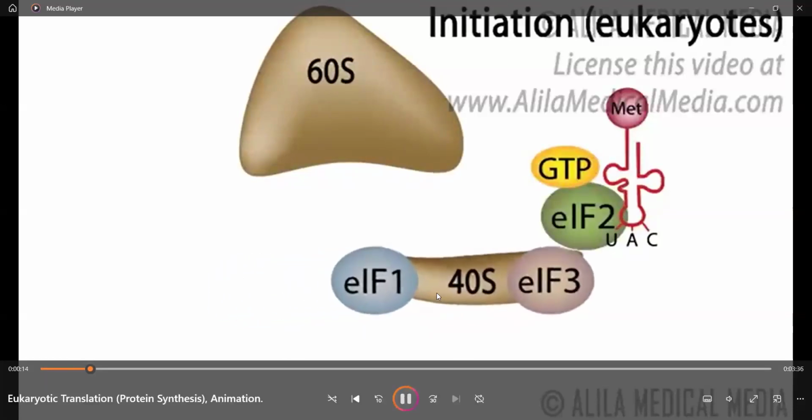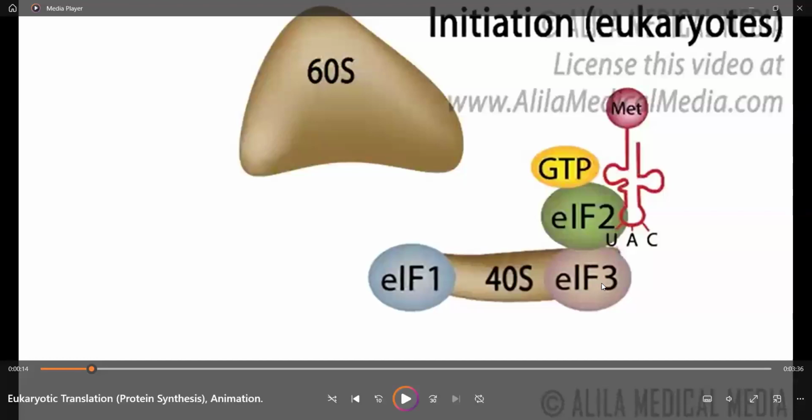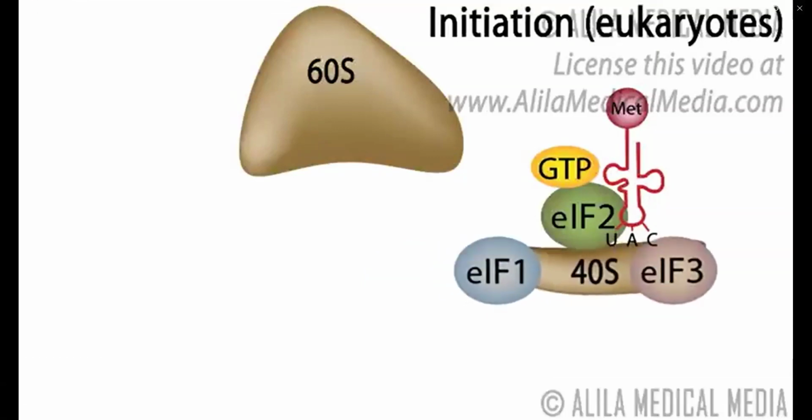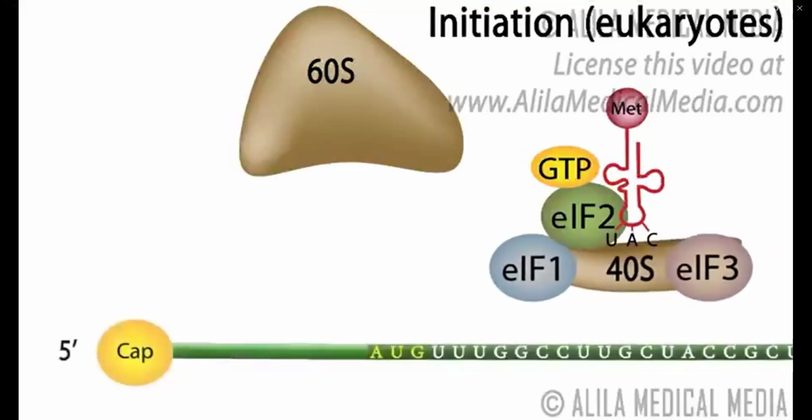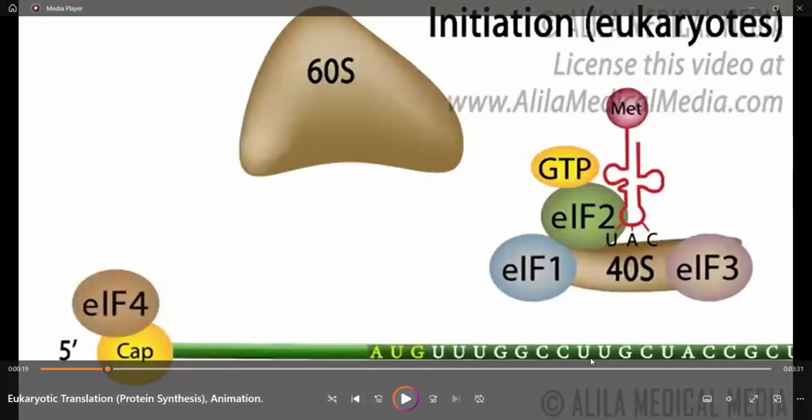See, EIF3, okay, smaller ribosomal subunit attaching, okay, 40S ribosome. So what is this? This is the mRNA, this is the first codon. Okay, see this is the 5 prime cap area to which initiation factor 4 binds, which is made up of eIF4E, 4A, 4G.